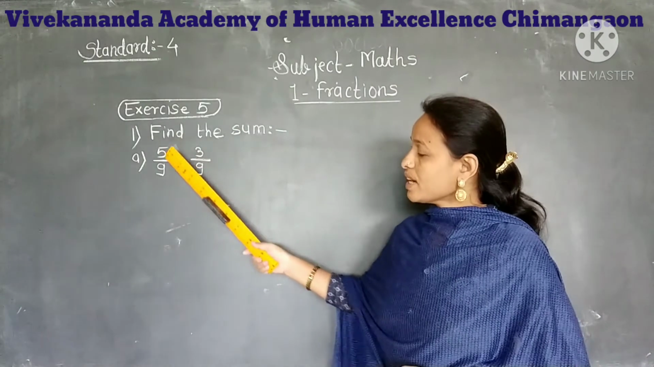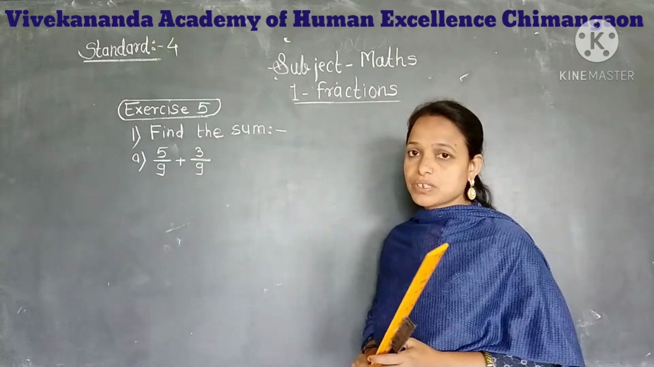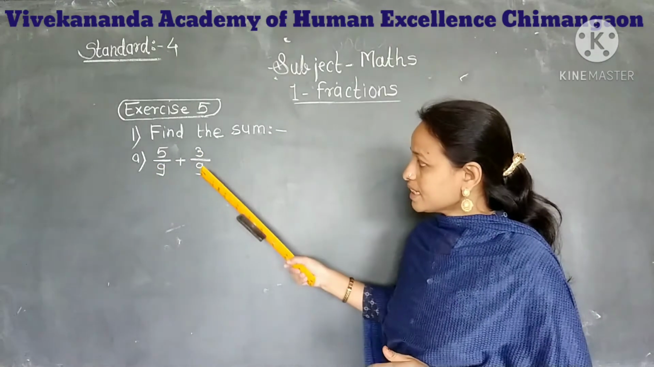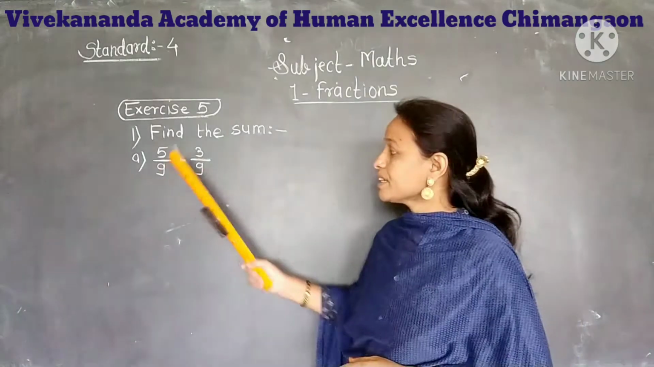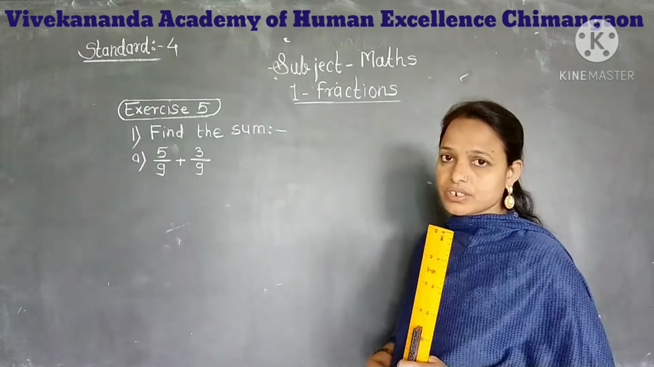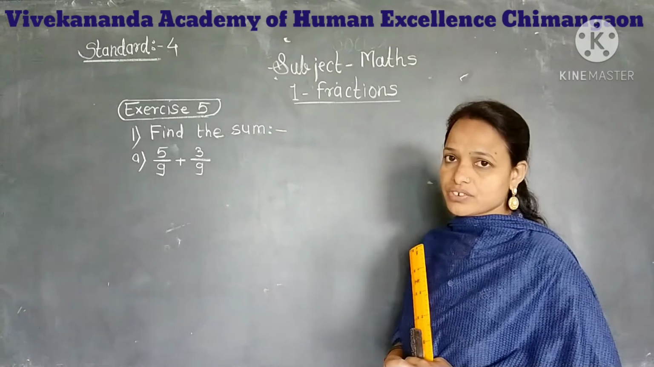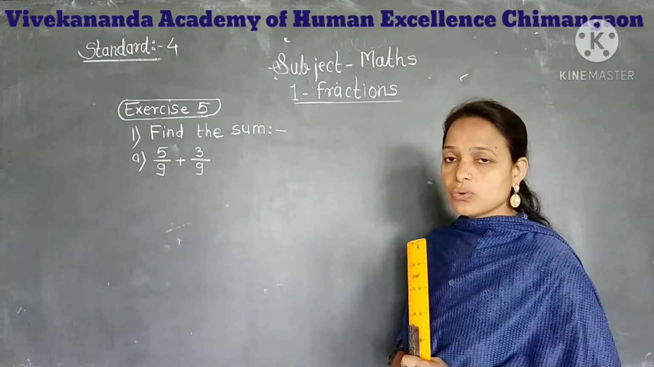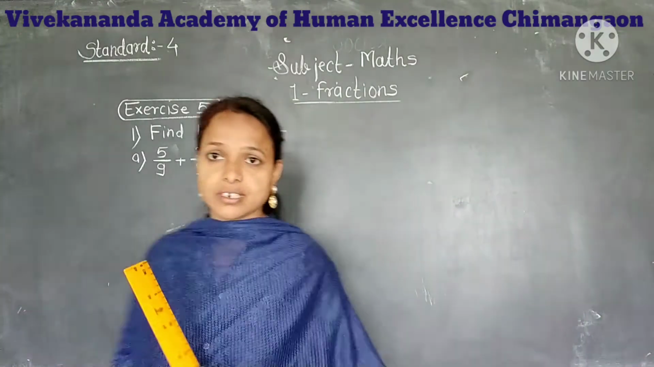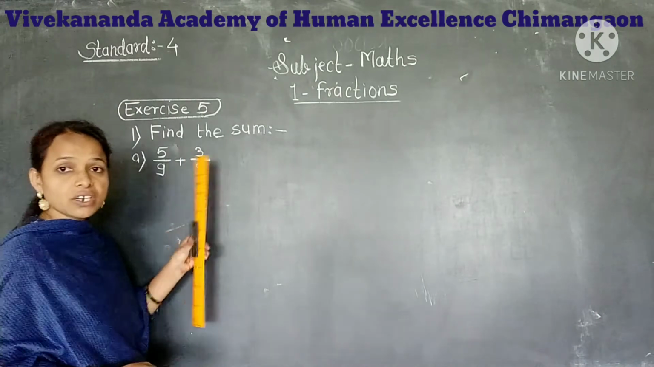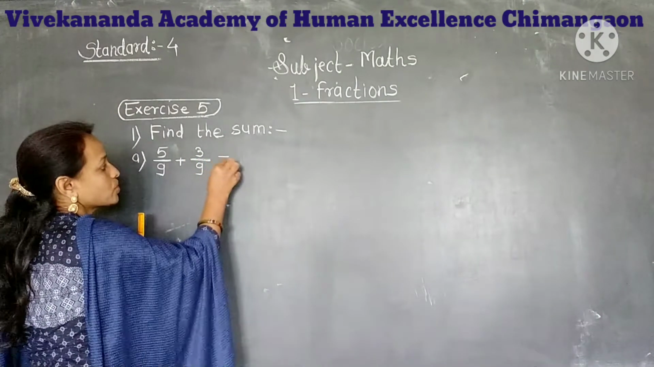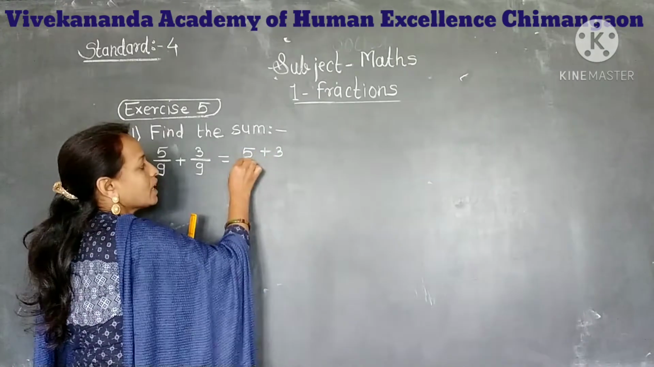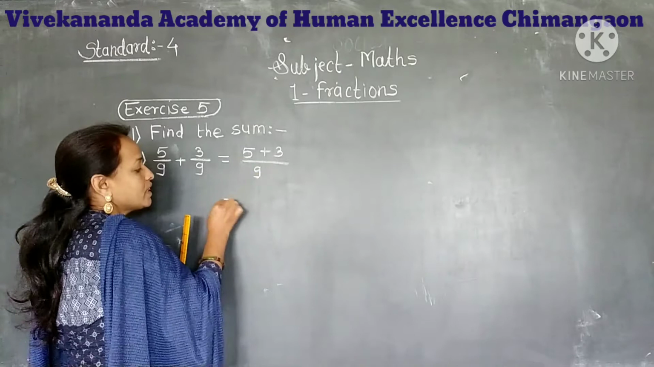So see here, 5 upon 9 plus 3 upon 9. Students, see this example carefully. 5 upon 9 and 3 upon 9 both have denominator 9, so these are like fractions. You have learned how to add like fractions. In addition of like fractions we have to add only the numerators of the given fractions. So we add the numerators of these two fractions.